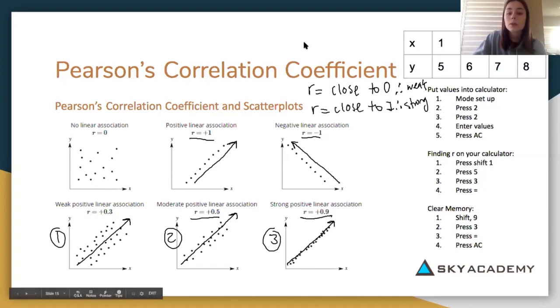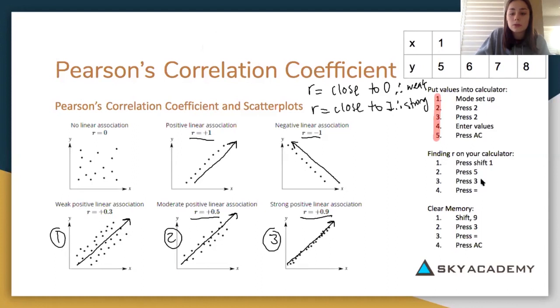So when we're finding R, there are steps that we can go through on the calculator. If you have your calculator, get it out. We are going to put these values, the X and Y, where X equals 1, 2, 3, 4, and Y equals 5, 6, 7, 8, into our calculator. We're going to do the red steps first, and then we will do the yellow, and then the green. So first, let's do the red steps.